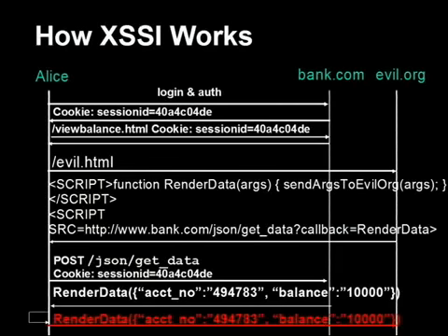So evil.org knows that there's a render data function being used, and the evil site provides its own implementation of a render data function. So this render data function, instead of rendering the data on any kind of web page, will call another JavaScript function which will send the arguments passed to this function off to evil.org. Of course, because this page comes from the evil.org domain, it can go ahead and send data back to that domain as per the same origin policy.